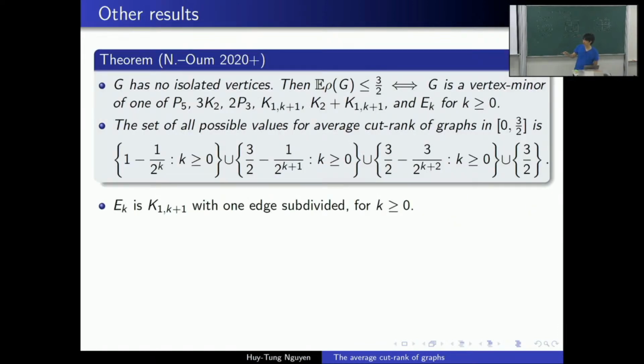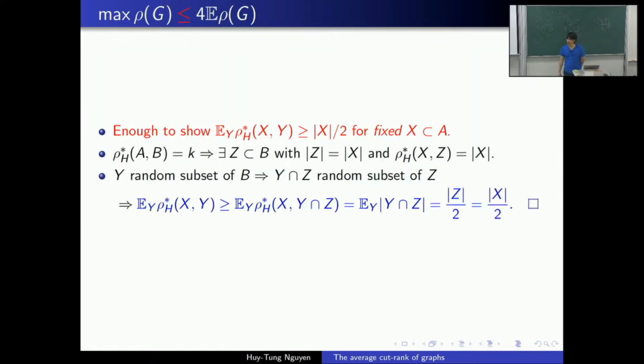Anyway. Also a question from audio. Yes. Do you know whether the factor 4 is tight in the max cut rank is at most 4 times the average cut rank? Sorry. The factor 4 in so max cut rank is less or equal than 4 times the average. Yes. So I guess it is not tight. It's probably not tight.